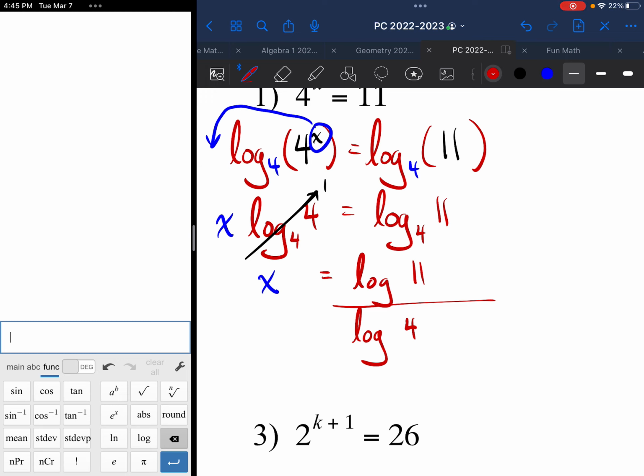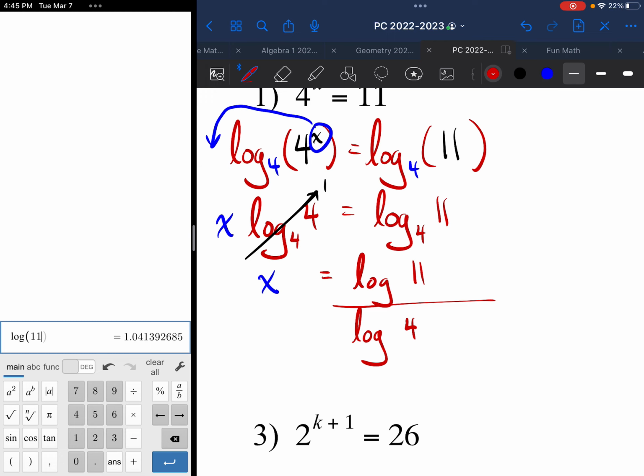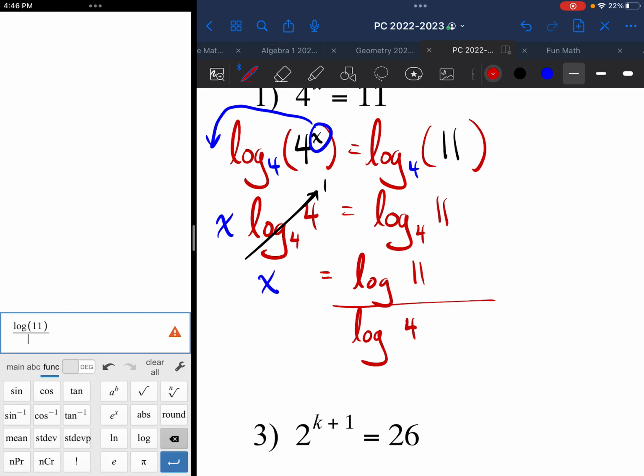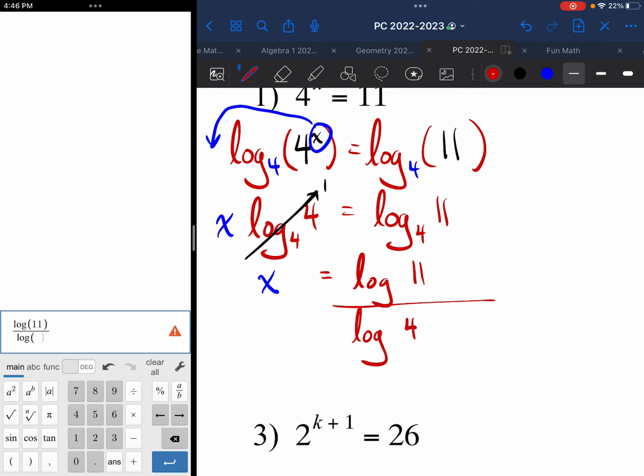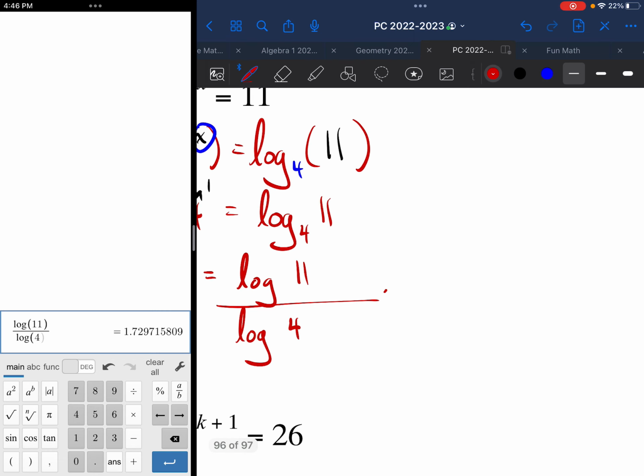There's the answer. So I can come over to my calculator and I can say, okay, what is log of 11? And then this is all going to be divided by, and then I go back to function, log of 4. And it says that this is equal to, and again, I'm approximating a little bit, so I'm going to do my little approximately equal to sign, which is like a squiggly equal to sign. This is 1.7297, and that's rounding to 4 decimal places.